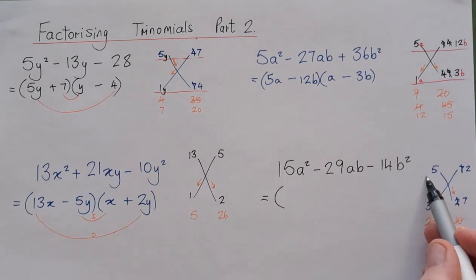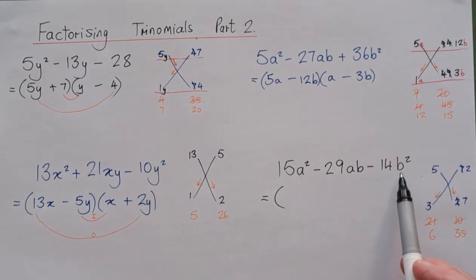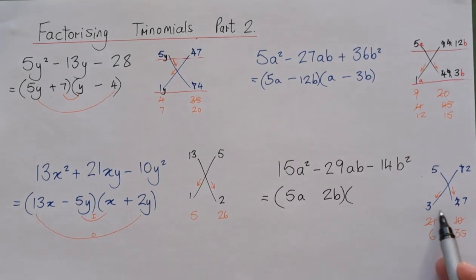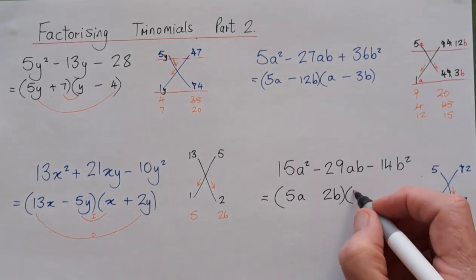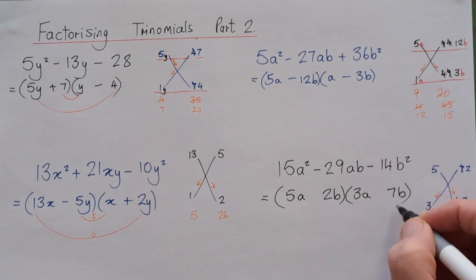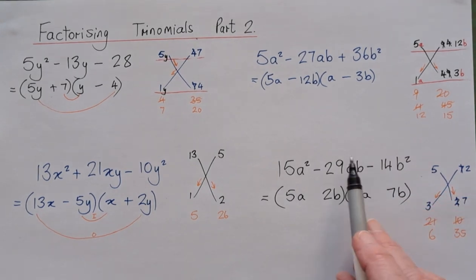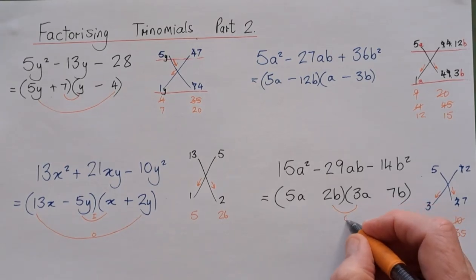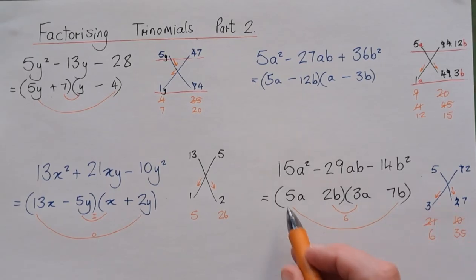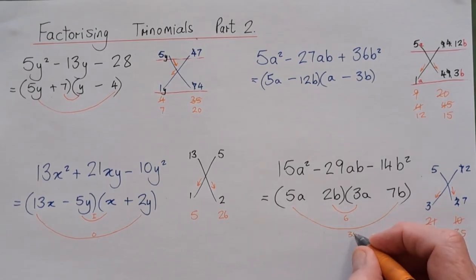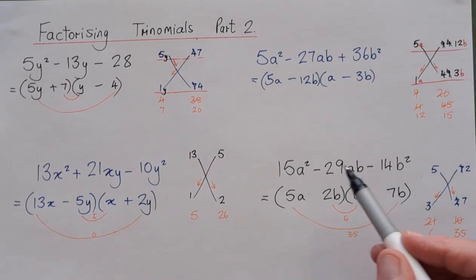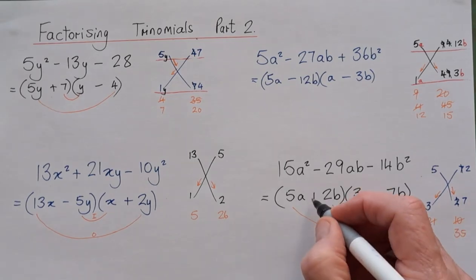So we're going to read across for there. Because we have an A variable and a B variable, it's going to be 5A and 2B. And here, reading across, we're going to have 3A and 7B. The signs in the brackets are different, and the bigger combination is negative. So my inners are giving me 6 when I multiply them together, and my outers are giving me 35 when I multiply them together. So the outers are definitely the larger. Signs are different. The larger one is negative. Give the other one positive.